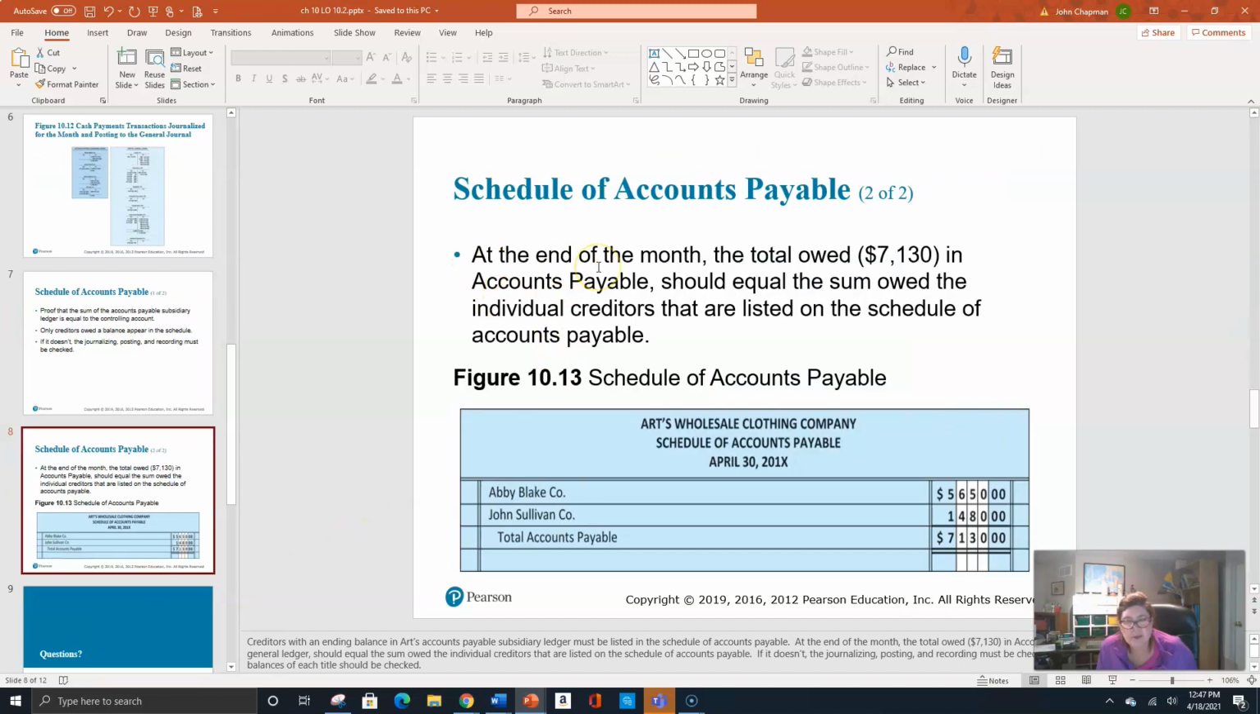Okay, so at the end of the month, the total owed is $7,130, and the accounts payable should equal the sum of the individual creditors that are listed on the schedule of accounts payable. So we list those two, as I stated, from the subsidiary ledger and get our total amount. So should be simple enough, and that should agree to our accounts payable amount.